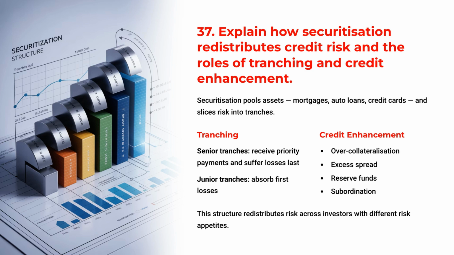Explain how securitization redistributes credit risk and the roles of tranching and credit enhancement. Securitization pools assets, mortgages, auto loans, credit cards, and slices risk into tranches. Senior tranches receive priority payments and suffer losses last. Junior tranches absorb first losses. Credit enhancement methods include over-collateralization, excess spread, reserve funds, subordination. This structure redistributes risk across investors with different risk appetites.